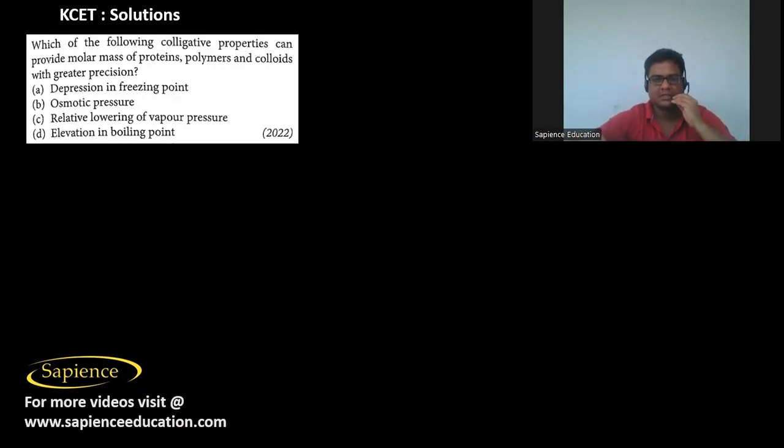Then here it is told: which of the following colligative properties can provide the molar mass of proteins, polymers, and colloids with greater precision? The measurement of the osmotic pressure is preferred for the determination of the molar masses of large molecules.